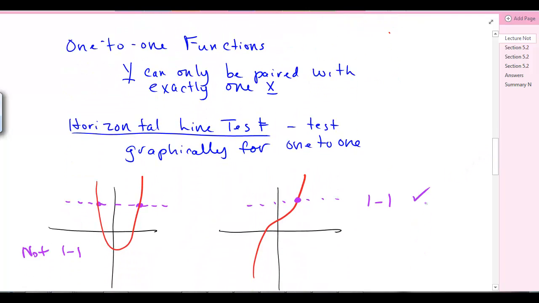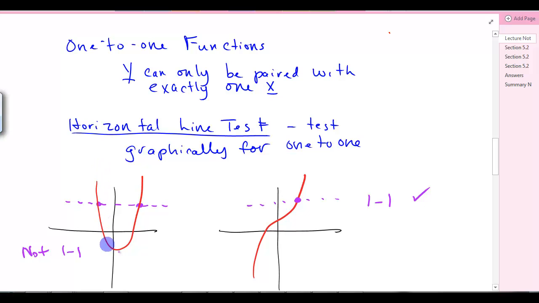Next thing we want to think about is one-to-one functions. Remember when we talked about the definition of a function, and part of that was talking about x can only be paired with exactly one y. Well, now when we know things are functions, we want to know if they're one-to-one functions. Can y only be paired with exactly one x? We had a vertical line test when we were talking about seeing whether something was a function. We have a horizontal line test to see if graphically it is one-to-one.